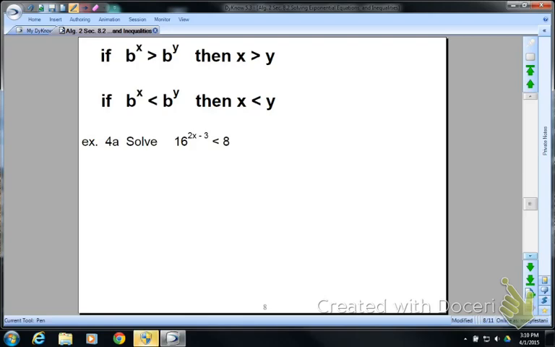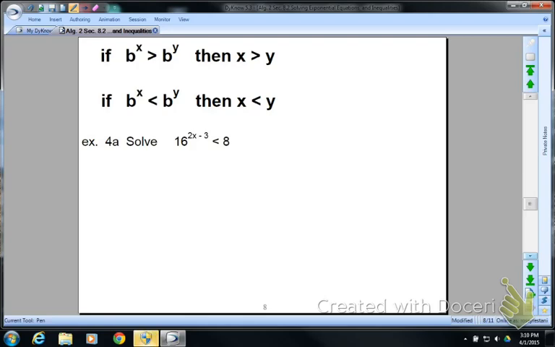Now, inequalities are exactly the same as if it was an equal sign. If b to the x power is greater than b to the y power, then x is greater than y. Or if b to the x power is less than b to the y power, then x is less than y. And don't forget, after we solve, because it's an inequality, we are going to put our answer in interval notation.